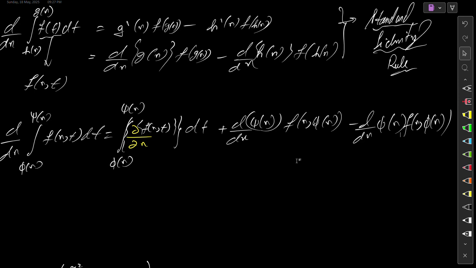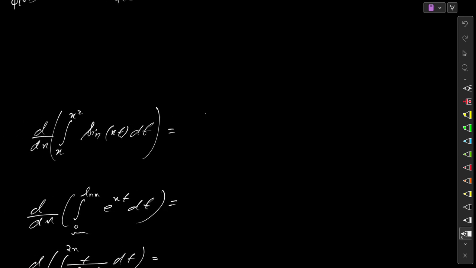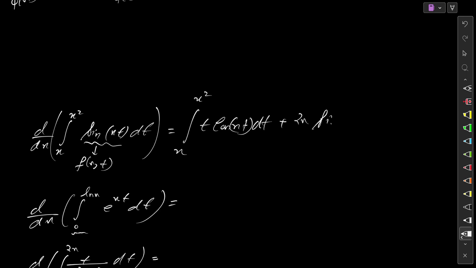Now, based on this, we can see some examples. In the first case, this function is given in the form of x comma t, so I'll apply the partial derivative: the integral from x to x square of t cos of xt with respect to dt, plus the derivative of x square, that is 2x, times sine of x cube, minus 1, the derivative of x, multiplied by sine of x square, right? Let us move on.